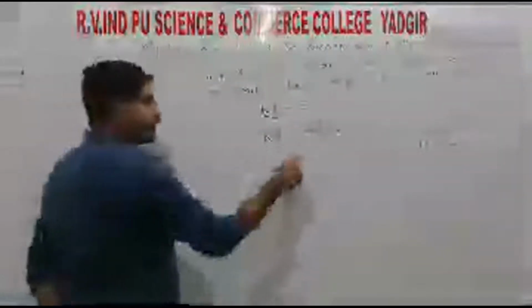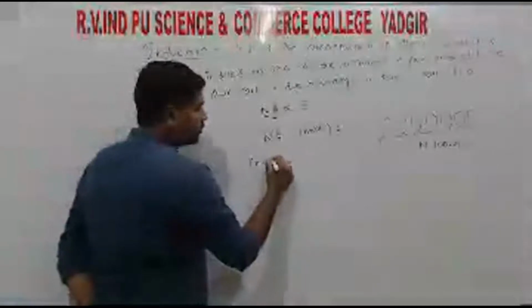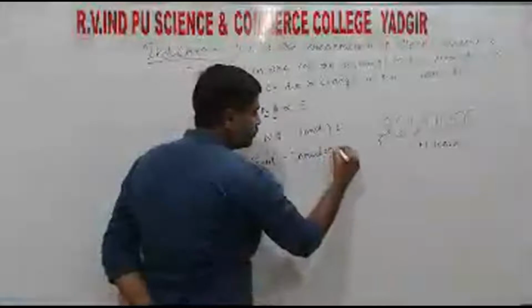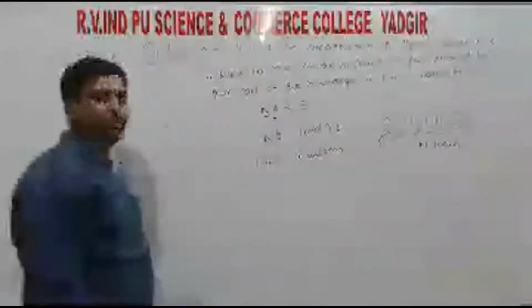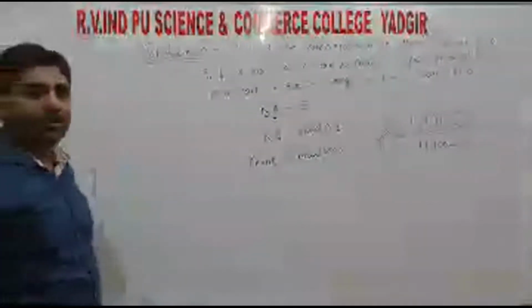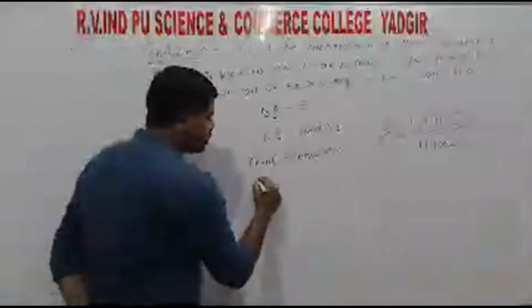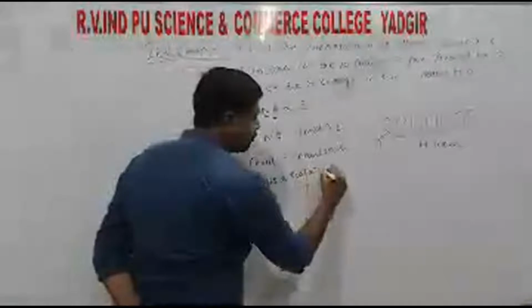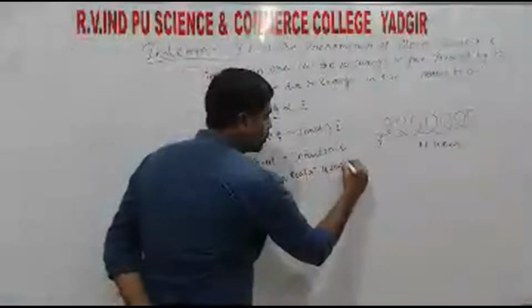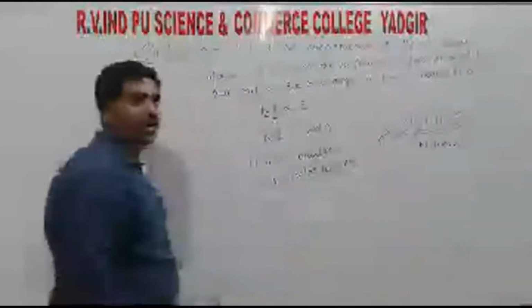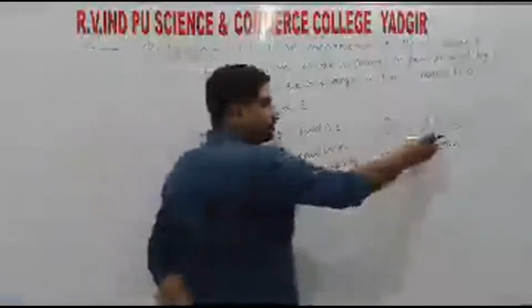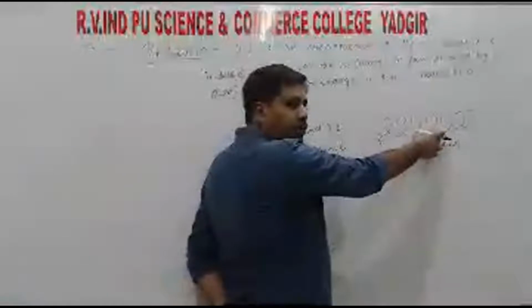This nΦ, if we remove the proportionality constant, equals some constant into I, right? That constant we call inductance, right? Inductance is a scalar quantity. That means it has only magnitude, right? This inductance depends on the geometry, the shape of the coil, right?